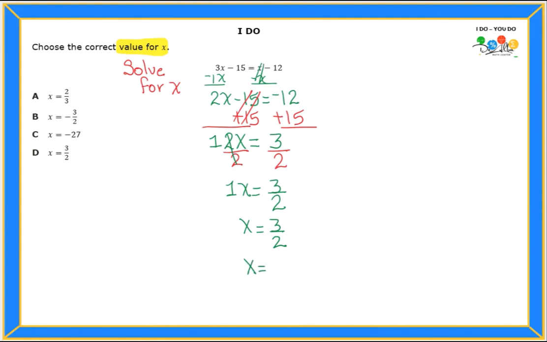If you want to change that to a decimal, it's totally up to you. 3 over 2 is the same as 1.5. So you decide which one you are looking for. I can look at my answer choices and I can see the letter D matches that.